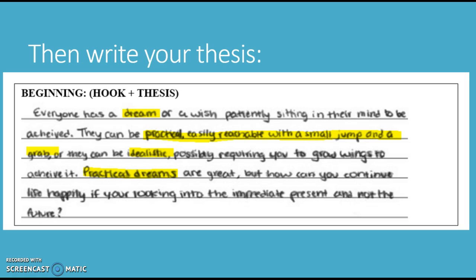Everyone has a dream or a wish patiently sitting in their mind to be achieved. They can be practical, easily reachable with a small jump and a grab, or they can be idealistic, possibly requiring you to grow wings to achieve it. Practical dreams are great, but how can you continue life happily if you're looking into the immediate present and not the future? Okay, so this thesis is actually kind of a question, but look at the words from the prompt. Dream, idealistic, practical. So all of those came from the prompt. So please let the prompt help you.